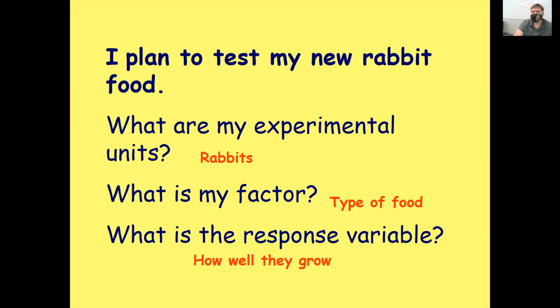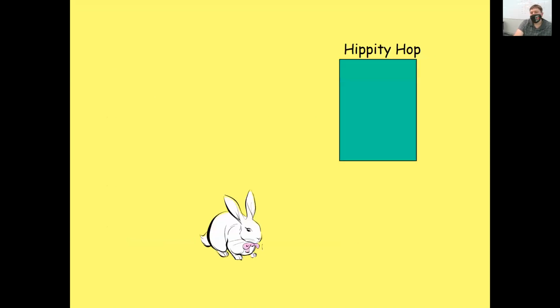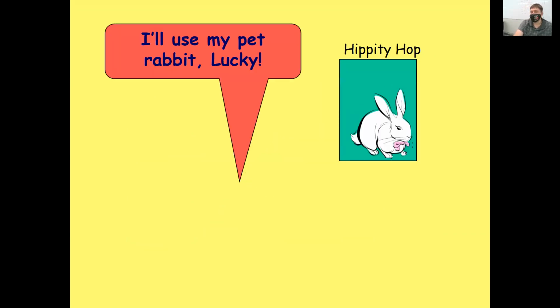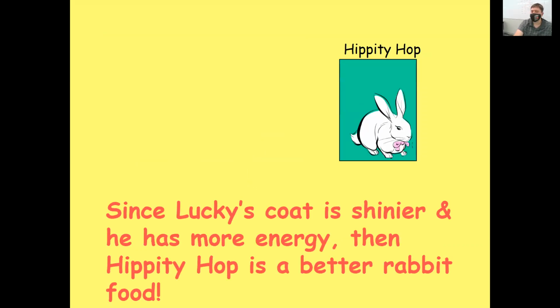All right, so here's a bad experimental design. I've got my hippity hop food and I've got my pet rabbit Lucky. And Lucky, she's always just so happy. There's my pet rabbit. I'm going to use her because I don't want to pick on any of the rabbits. And since Lucky's coat is shinier and she has more energy than Hippity Hop, it must be the better rabbit food. So is that something I can make a claim on just by using my pet rabbit Lucky? No. What's the first problem with my experiment here?